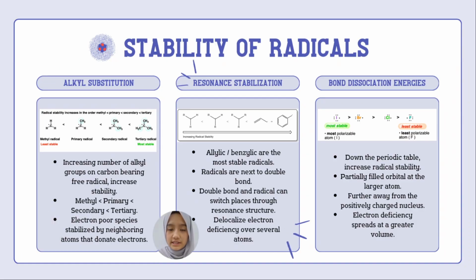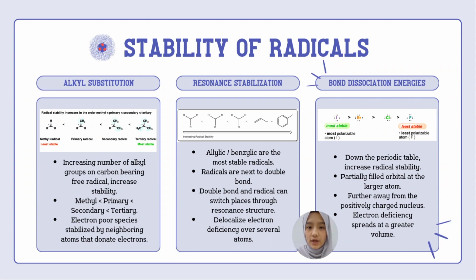Next, we have resonance stabilization. Allylic and benzylic radicals are the most stable radicals. This is because the radicals are next to a double bond. The double bond and radical are able to switch places through resonance structures. This causes delocalized electron deficiency over several atoms.